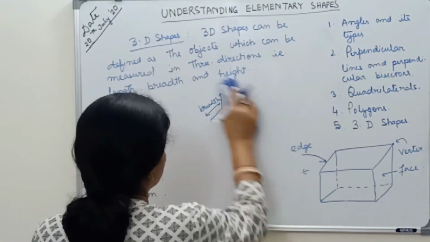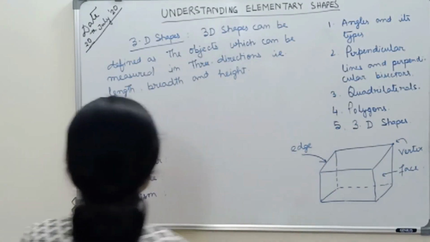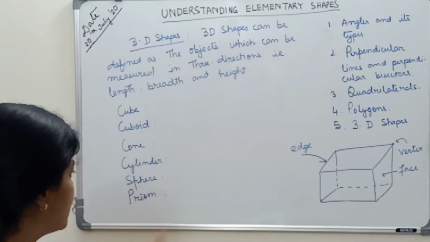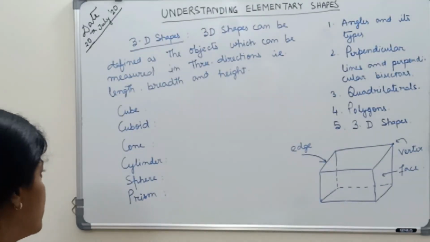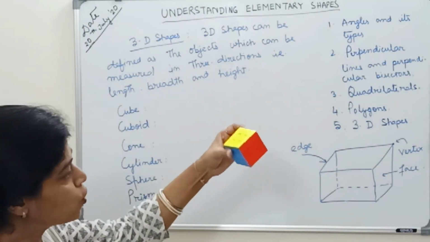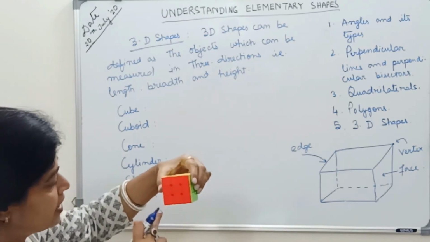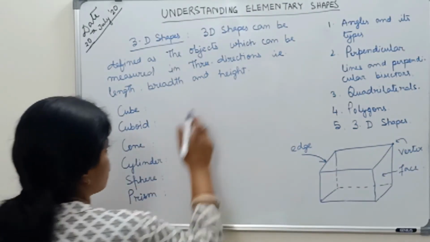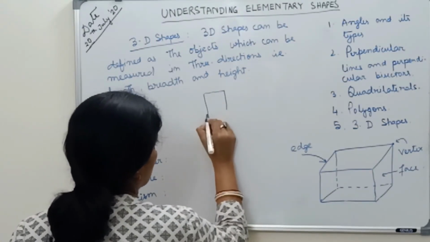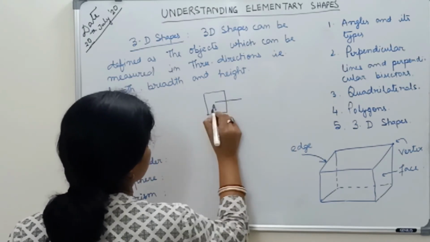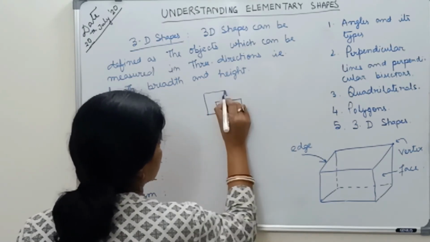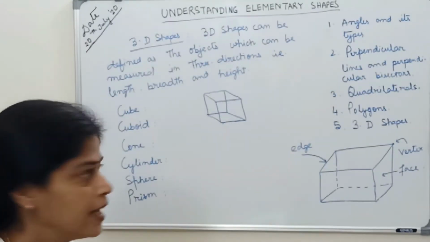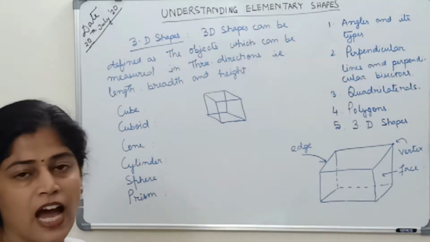Now let me explain a few examples. Cube is a 3D shape. Cuboid is a 3D shape. Cone, cylinder, sphere, prism, all are 3D. Cube I can show you, this is a cube. It has length, then breadth, and then width. If I draw it like a cube, all the sides are of the same length. A cube has all the sides equal, length, breadth, and height all are equal.